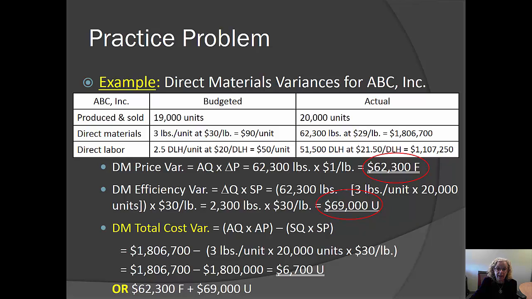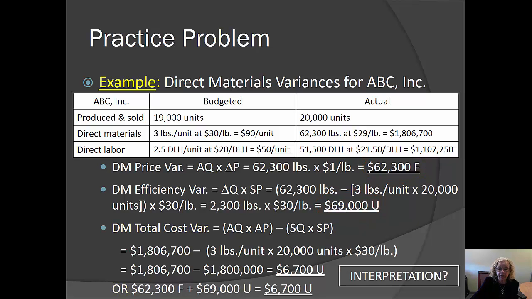Alternatively, if we wanted, we could combine the price variance for materials and the efficiency variance for materials, and that would give us the exact same answer. Now, what are these variances telling us? Here we see that we have a significant favorable price variance. We paid a lot less for materials than we budgeted. On the other hand, we used a lot more materials than we expected.